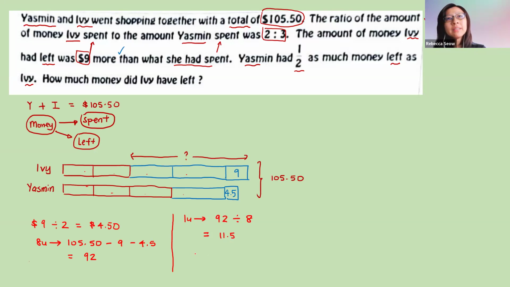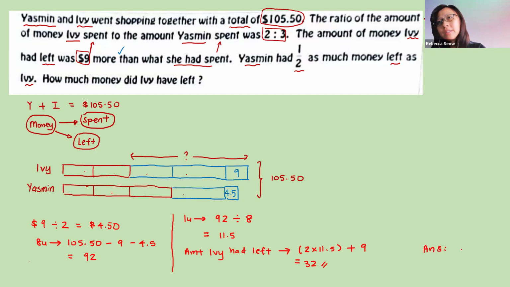Now let's find the amount that Ivy has left. That would be 2 units as well as an additional $9. Here, I'm going to make use of order of operations to find 2 units of 11.5, and I'm going to add the additional $9. And that would give me 32. So my solution is $32.